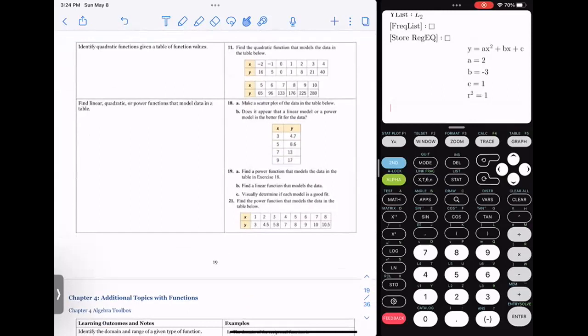Any questions on this page? Pretty sharp. For number 11, it's basically the same we did before, except with more data points. The quadratic equation should not exactly equal the data points this time around, but it will fit the best possible quadratic.